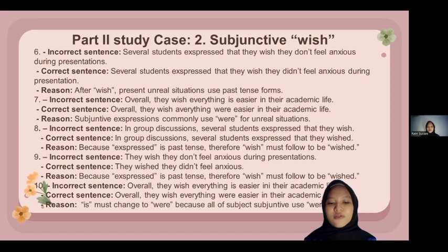Number 7. "Overall, they wish everything is easier in their academic life." The correct sentence is "Overall they wish everything were easier in their academic life" because the subjunctive expression commonly uses were for an unreal situation.